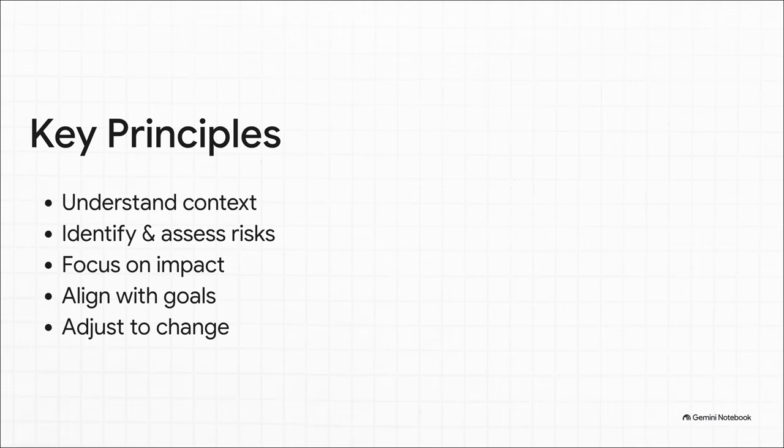To pull this off, auditors rely on heading 3, key principles. These are: understand the organization and its context, identify and assess risks, focus on significant risks, align the audit with organizational goals, and continuously adjust based on changes in risk. Actually, I want to pause on that last one because it is absolutely crucial. Continuously adjust based on changes in risk.